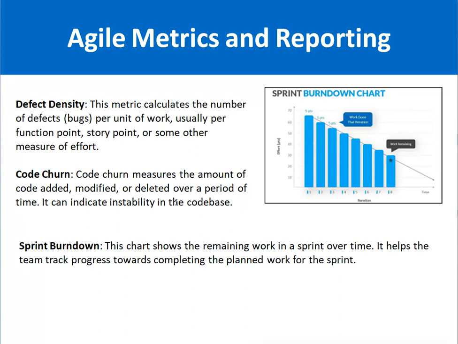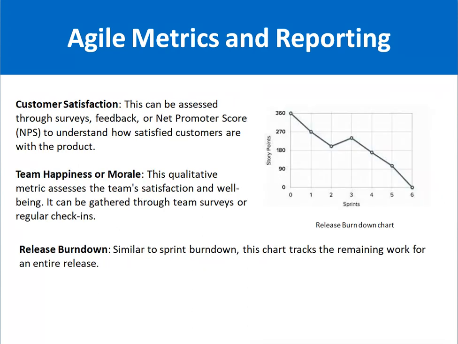Sprint burn down chart. This chart shows the remaining work in a sprint over time. Now note that it is also a burn down chart, but it is talking about the work remaining in one sprint. It helps the team track progress towards completing the planned work for the sprint. Next is customer satisfaction. This can be assessed through surveys, feedback, and net promoter score to understand how satisfied customers are with the product. Team happiness or morale, again we can use surveys or regular check-ins to verify the team's happiness.